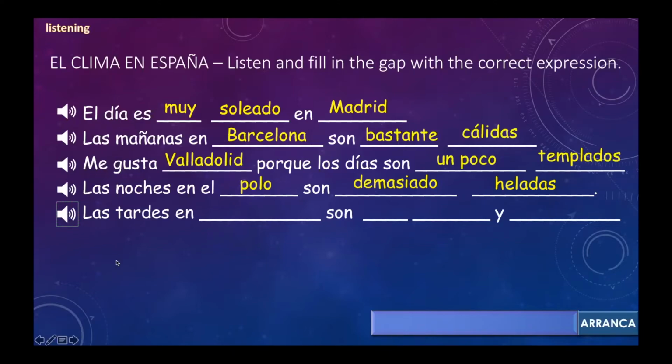Any ideas? Here we are. Let's listen to it. Las tardes en Benidorm son muy calientes y soleadas.